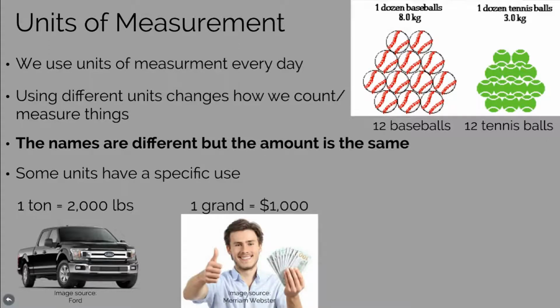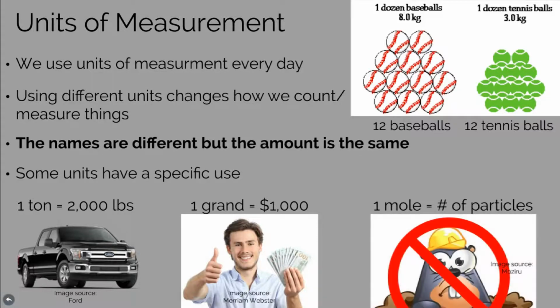Also, if we're talking about money, we can use the term grand, and 1 grand is just $1,000. So if you come to me and you tell me that you won a contest and the prize was 5 grand, well, right away, I know that you can lend me some money. I know you got a little bit to spare. And now when it comes to chemistry, when we're talking about moles, we're not talking about mammals.